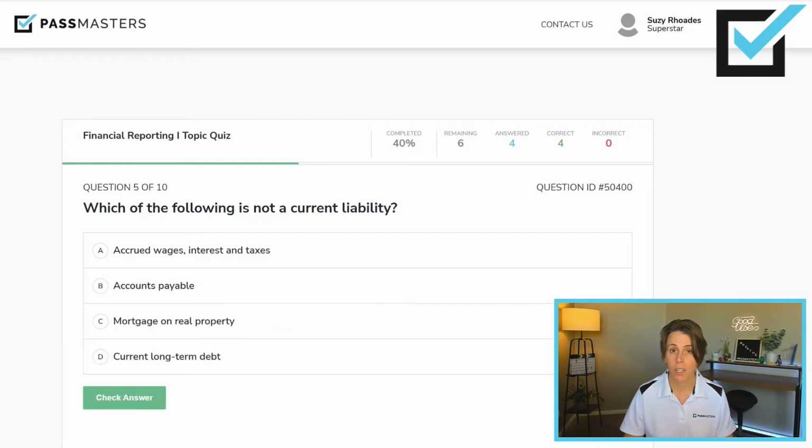Which of the following is not a current liability? So current liabilities are monies owed in the next 12 months. Accrued wages, interest, and taxes, those are current liabilities. Accounts payable, yes. So accounts receivable would have been a current asset. Accounts payable, current liability. Mortgage on real property or current long-term debt. So current long-term debt would be a current liability. A mortgage on real property would be a long-term liability.